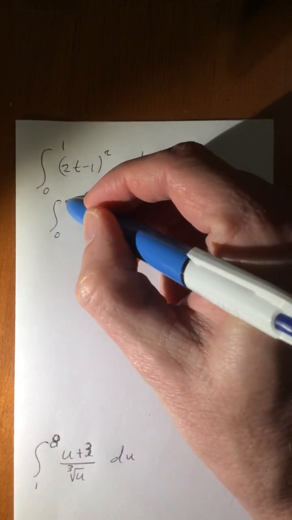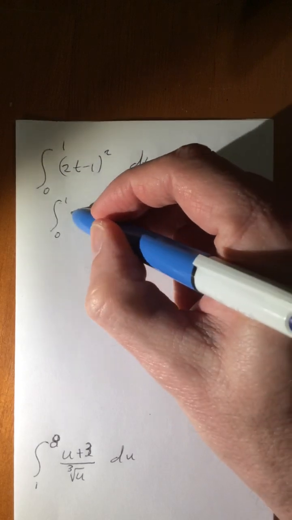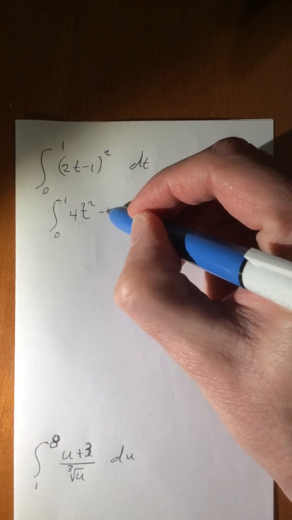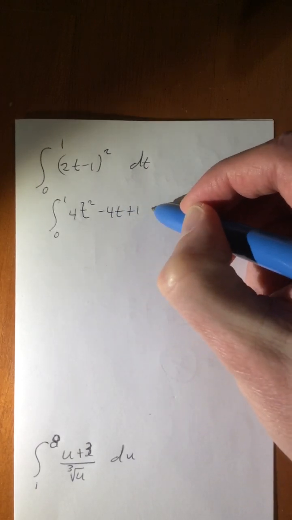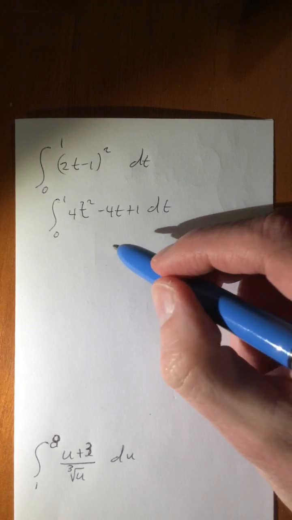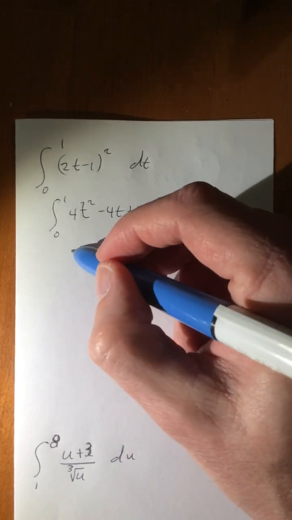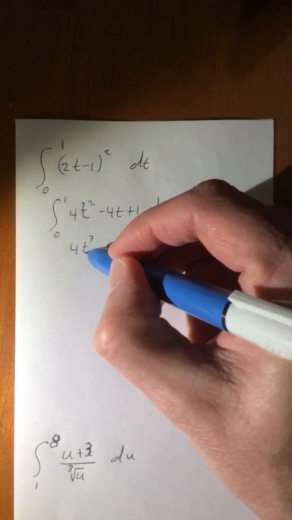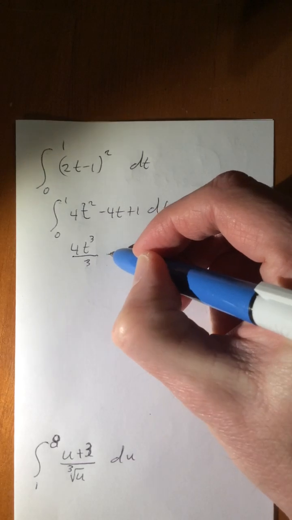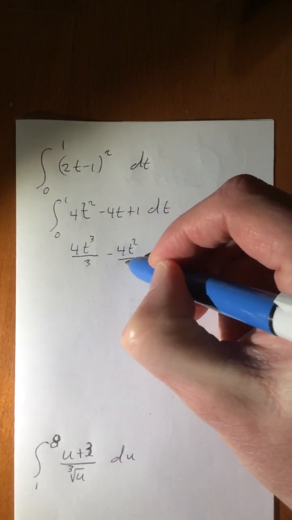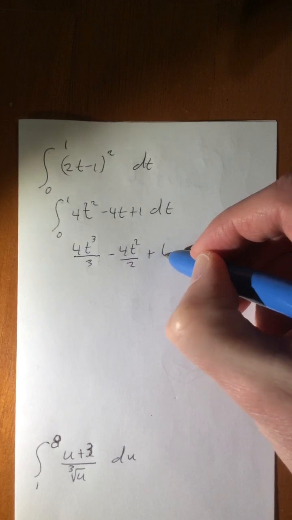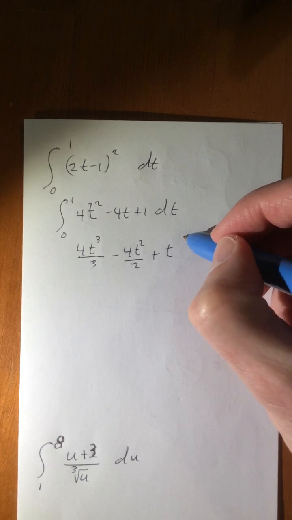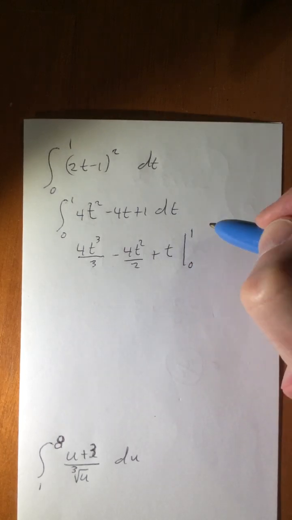All right, so we're going to do 0 to 1. We're just going to square this out. So we get 4t squared minus 4t plus 1 dt. And then we integrate all of those pieces. And so we get 4t cubed over 3 minus 4t squared over 2 plus t. And of course we don't need plus C. And we're just going to evaluate this from 0 to 1.